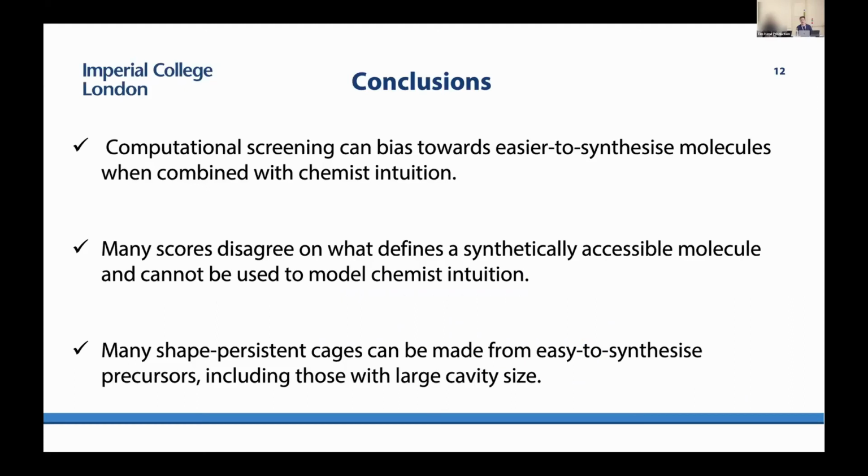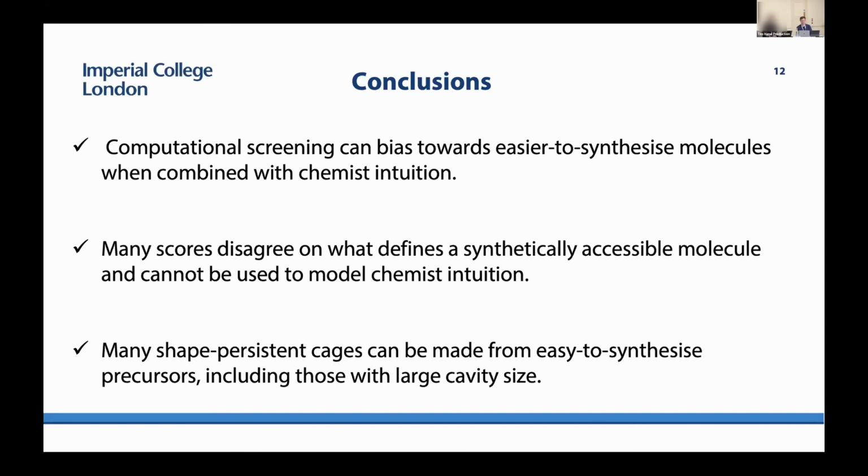So I'm just going to conclude now with these final points. Computational screening can help bias towards easier to synthesize molecules when combined with chemist intuition. However, on their own, these scores cannot accurately predict whether a molecule is easy to synthesize, but can bias towards more easy to synthesize precursors in a high-throughput screening workflow and can help disregard difficult to synthesize molecules. Many of these scores disagree on what defines synthetic accessibility, and so cannot be used on their own.